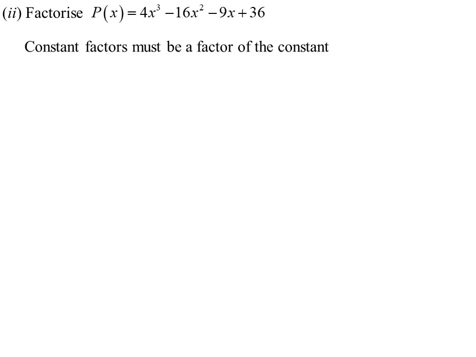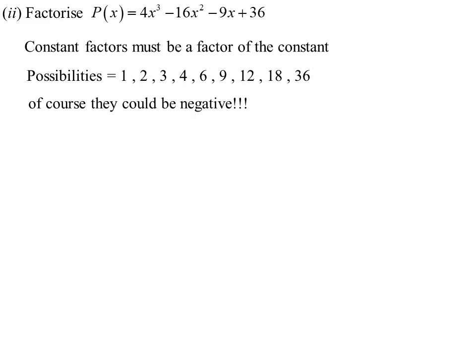Well, I know the constant factors in my expansion must go into the actual constant. So the numbers I'm looking for here are numbers that go into 36. Okay, there's a lot of possibilities I could try here. 1, 2, 3, 4, 6, 9, 12, 18 and 36. And of course, they could be negative numbers as well, so double that.